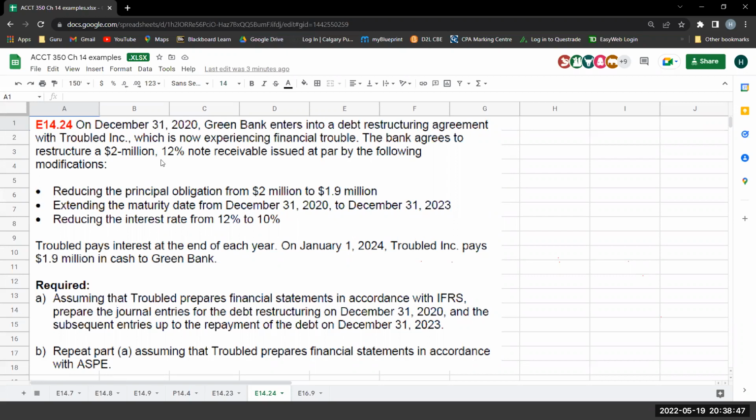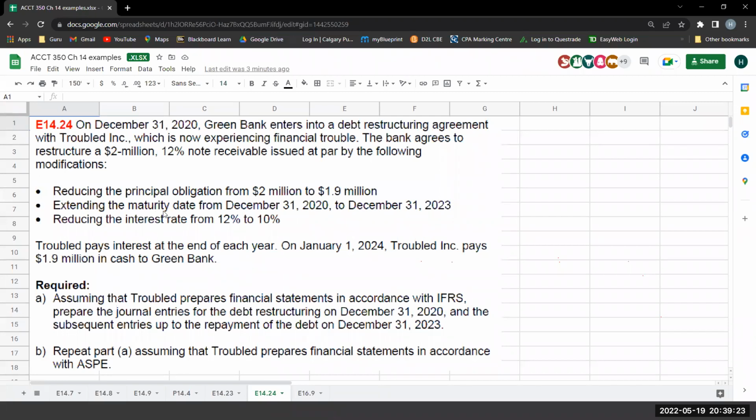The bank agrees to restructure a $2 million 12% note receivable, originally issued at par, by the following modifications. The bank says, you know what, we will reduce the principal obligation from $2 million to $1.9 million. So we'll take what's called, in finance terms, a haircut. Bank is agreeing to a haircut of $100,000, reducing the face value of the loan from $2 million to $1.9 million, extending the maturity date.